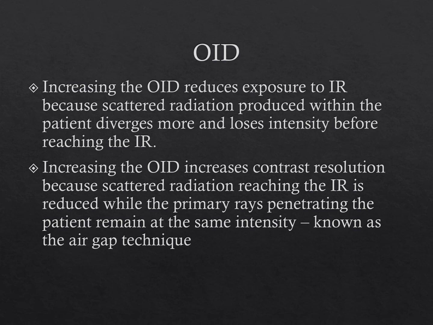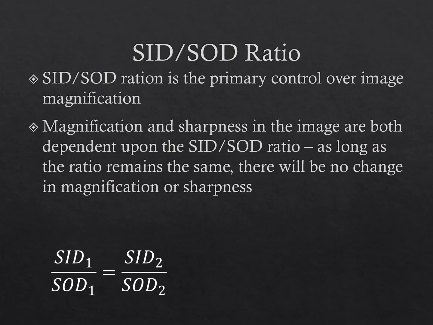But then we have that trade-off. With an increased OID, I have increased magnification of my part. When I have increased magnification, I have increased penumbra. So, guess what? How can I fix that? Well, I fix that by changing the SID. If I can change the SID in relation to the change in OID, it's going to allow me to now reduce the effects of magnification.